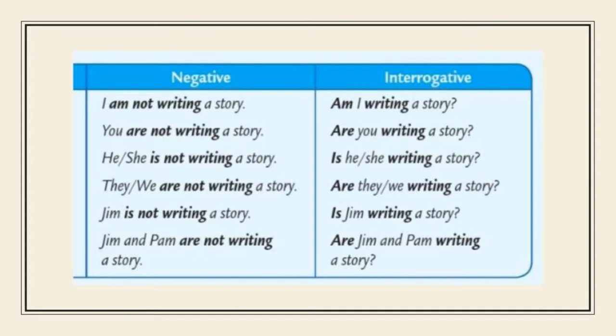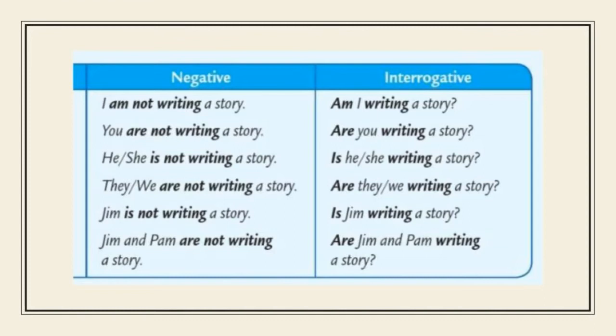The same rule we have followed here also, but we have done some changes. We included the negative word, that is not, before the main verb. I am not writing a story. You are not writing a story. He is not writing a story. She is not writing a story. They or we are not writing a story. Jim is not writing a story. Jim and Pam are not writing a story.